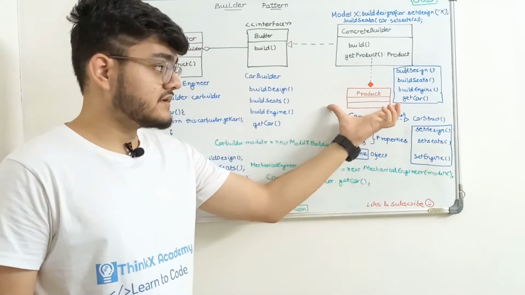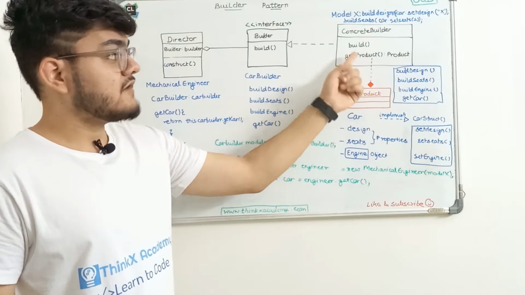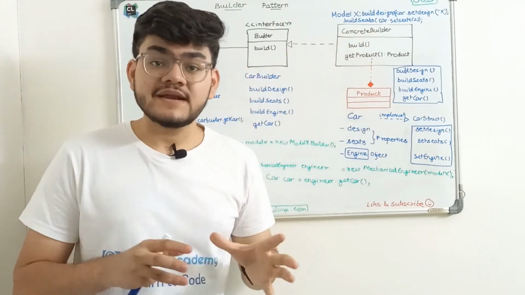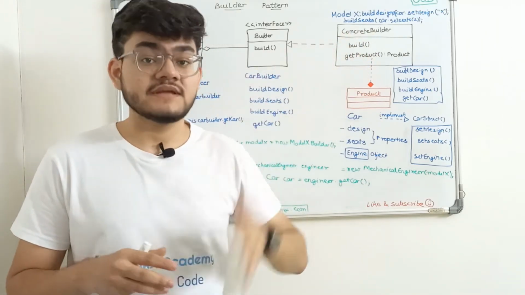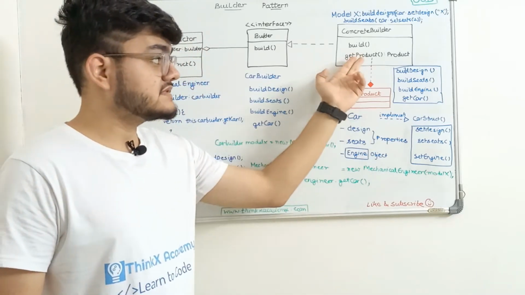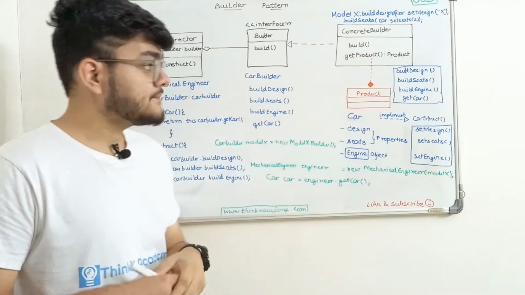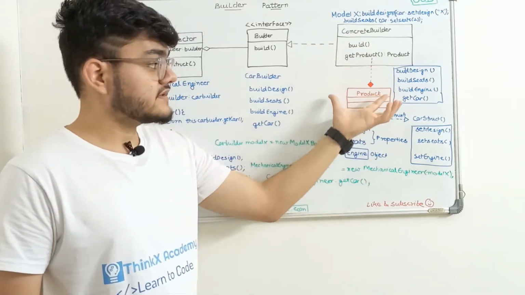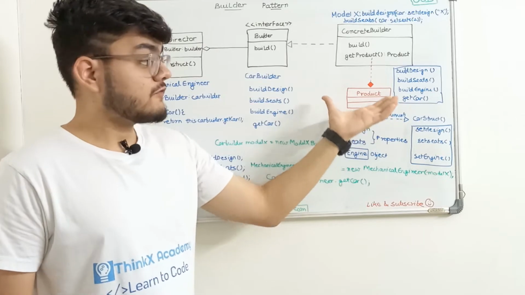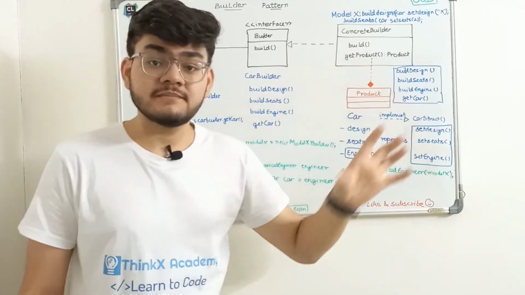So we want a product which is a complex object. Now you can see here we have a concrete builder class. Concrete classes are those classes which have all the implementation defined. An interface is not a concrete class, but these are the concrete classes which have this build function and get product function. So what we are actually doing is taking the responsibility of constructing the whole class from the product to the concrete builder class.